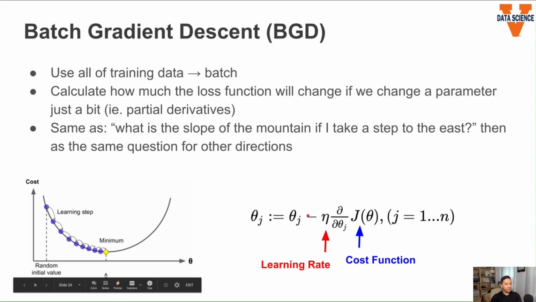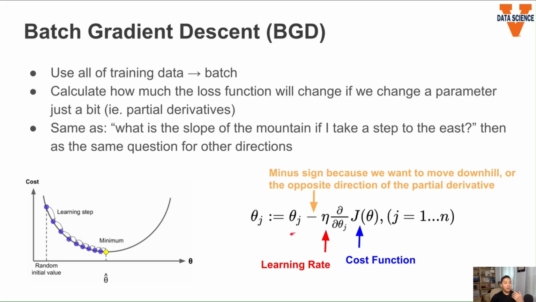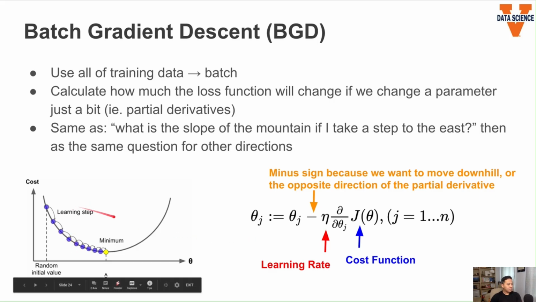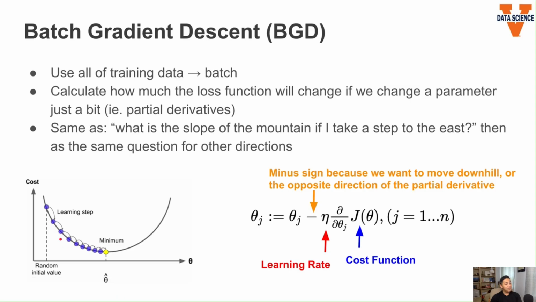So that explains the negative sign here, because the negative sign means that you want to move downhill, so you want to take the opposite direction of the partial derivative. The partial derivative is basically just the slope right there. Because if you keep taking the slope and it's still a negative slope, you move in the positive direction, which helps you move downhill, right?